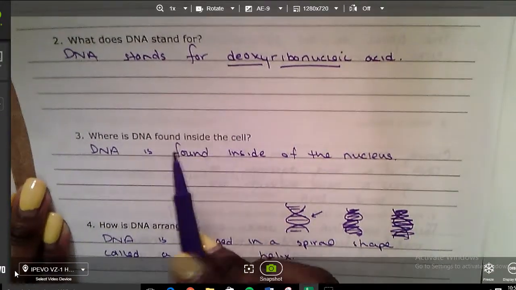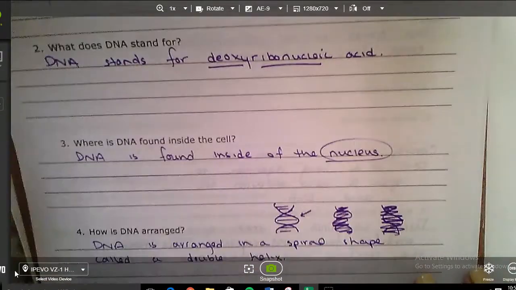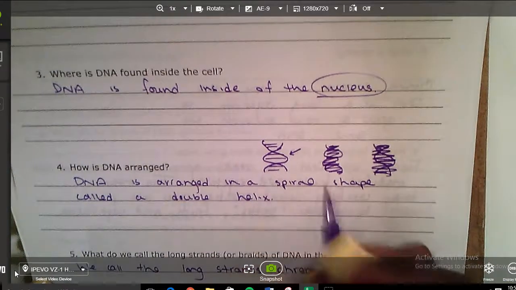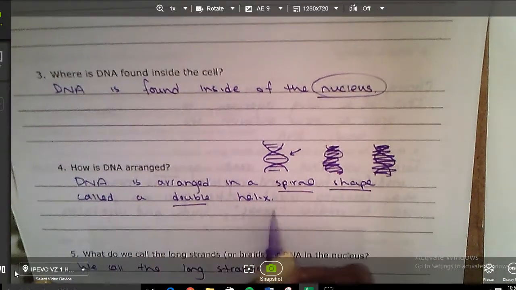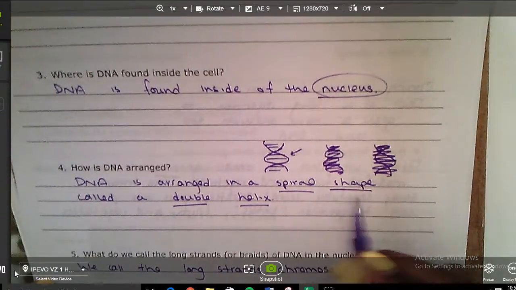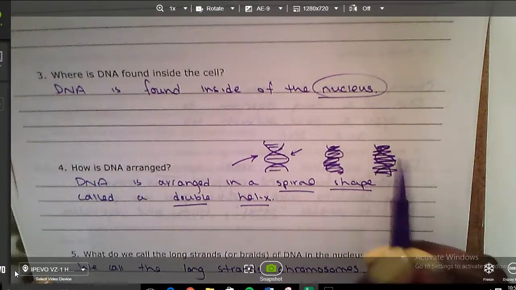Here we go. Where is DNA found inside the cell? DNA is found inside the nucleus. How is DNA arranged? DNA is arranged in a spiral shape called a double helix. I should see all 4 of these words in your response. Spiral shaped. You see Ms. Tucker tried to draw a double helix here. Did not go well the first 2 times.